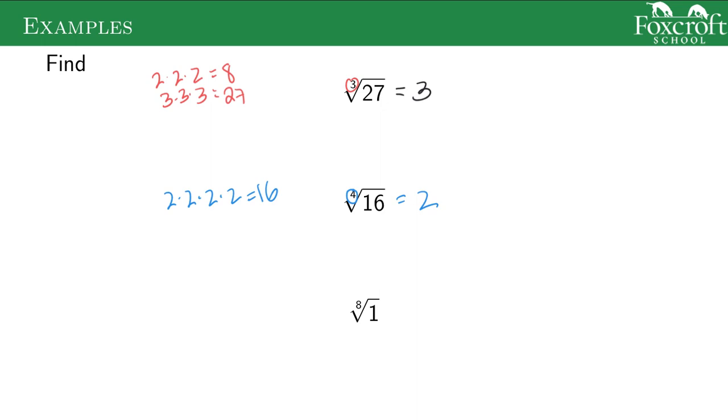Last one, looking for the 8th root of 1. So we need 8 copies of the same number multiplied together to give you 1. Well, if I just do a bunch of 1s, I think that's 8 of them. They all multiply together to give me 1. So the 8th root of 1 is 1. Any root of 1 is 1. But you can see by definition, technically I need to show that 8 copies of the same number gives me what's in the root there.